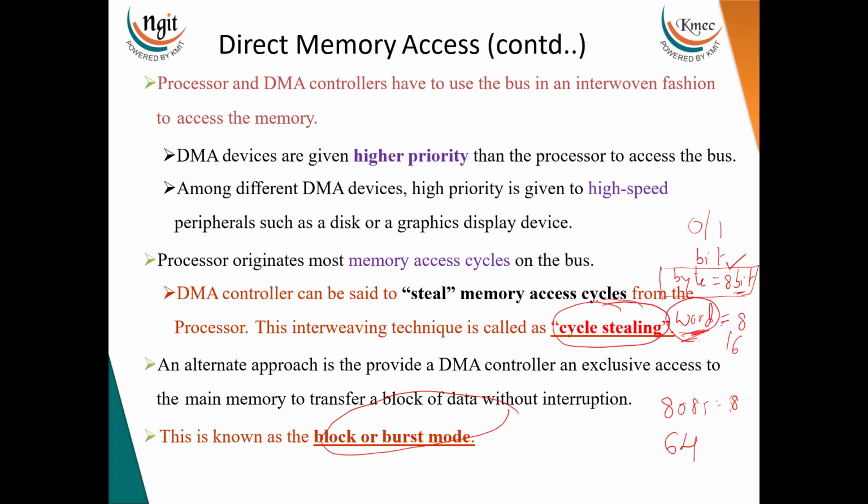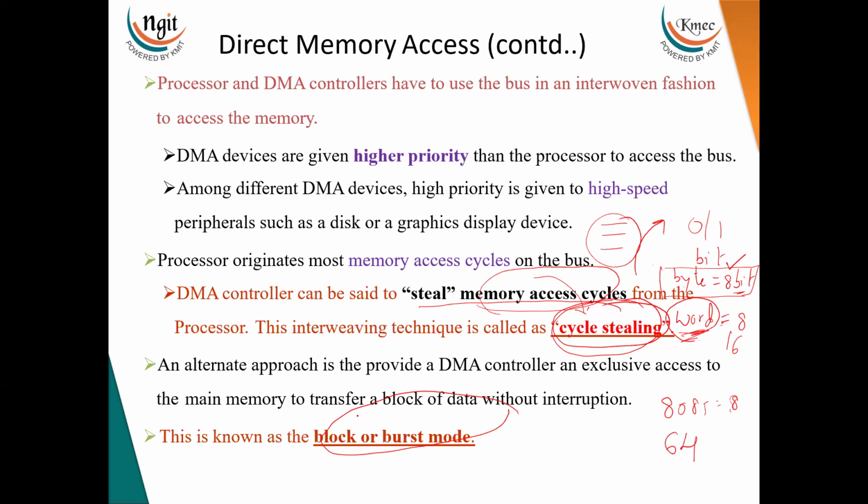Now in cycle stealing, what happens? A few words are transferred from the IO devices to the memory by stealing a few memory access cycles from the processor. The processor originates most of the memory access cycles, but the DMA will steal a few memory access cycles to transfer data from the IO devices to the memory and vice versa. After transferring a few words, the processor gets control of the memory, or you can say control of the bus, again.